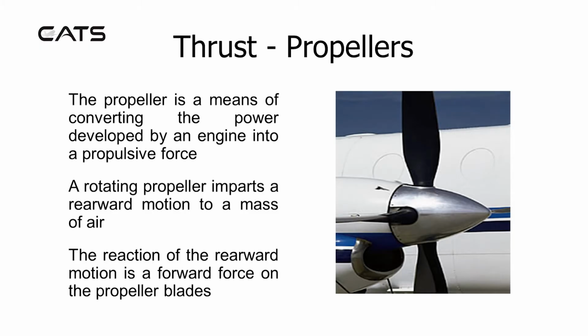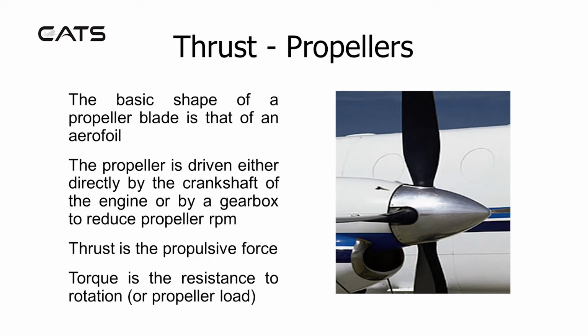Thrust, propellers. The propeller is a means of converting the power developed by an engine into propulsive force. A rotating propeller imparts a rearward motion to a mass of air. The reaction of the rearward motion is a forward force on the propeller blades. The basic shape of a propeller blade is that of an aerofoil. The propeller is driven either directly by the crankshaft of the engine or by a gearbox to reduce propeller RPM.